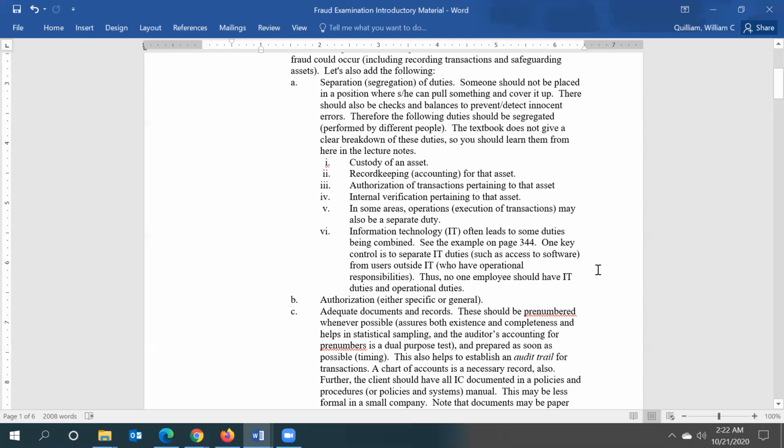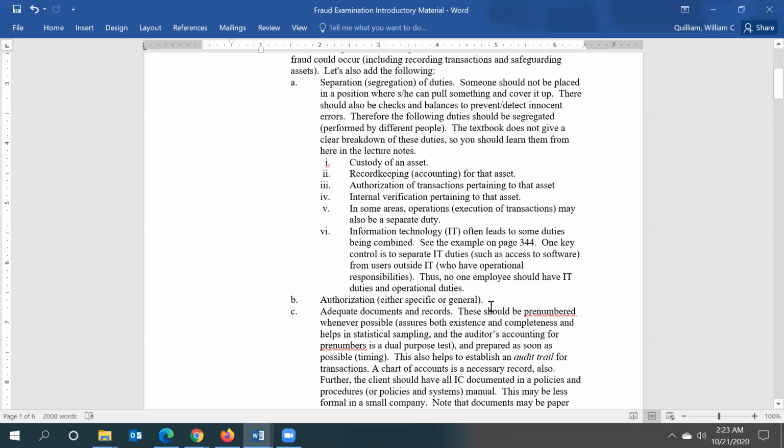And then information technology often leads to some duties being combined. I'm not going to worry about page 344, but one key control is to separate IT duties, such as access to software, from users outside IT who have operational responsibilities. Thus, no one employee should have IT duties and operational duties. For example, if we allowed the sales staff to get in to change software that controlled customer credit limits and controlled sales commissions, suddenly both customer credit limits and sales commissions would go up. So we always have a separate IT staff from the people who are doing day-to-day operations.